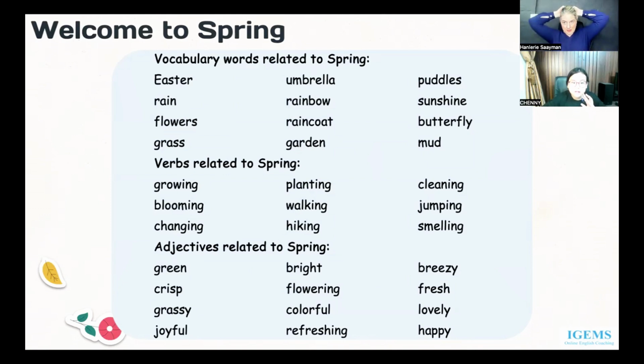It was spring and it was Easter day, but it was raining a lot, and then when it stopped raining, it started to have rainbows and the flowers were blooming. We went outside with our raincoats and we were jumping in the puddles, and at the same time the weather was very crisp and it was very refreshing, and all of the flowers looked very colorful.